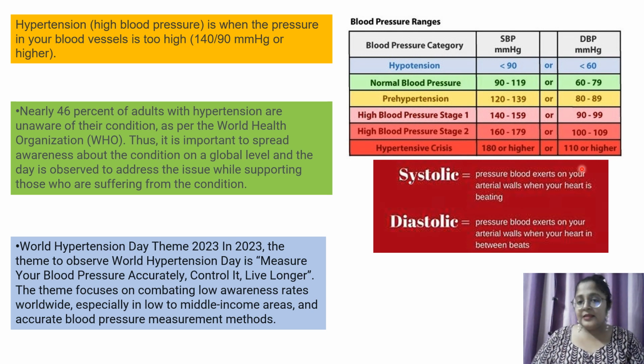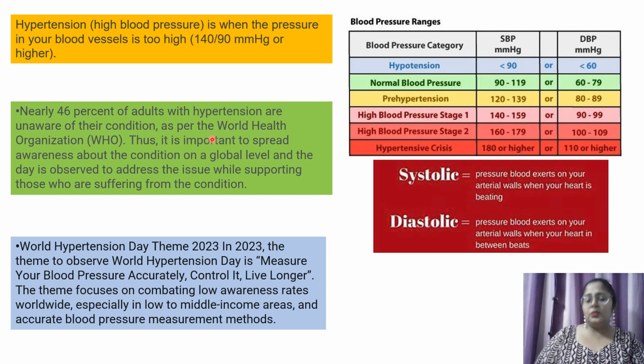That doesn't mean that you cannot need a medical emergency in any other stages, but generally medical emergency is in this stage. So now let us come to one of the conditions reported by WHO: nearly 46% of adults with hypertension are unaware of their condition. This is according to data given by WHO, that 46% of adults don't know that they are hypertensive.